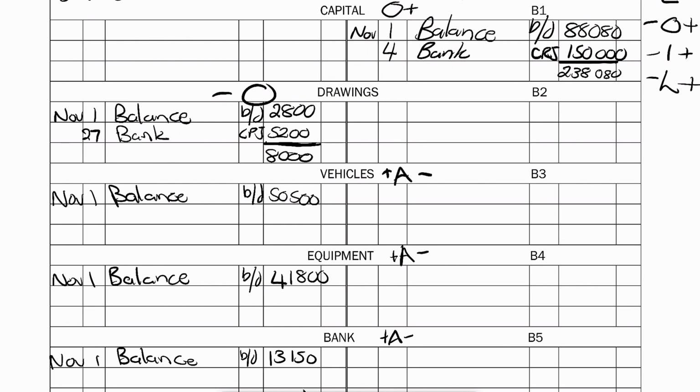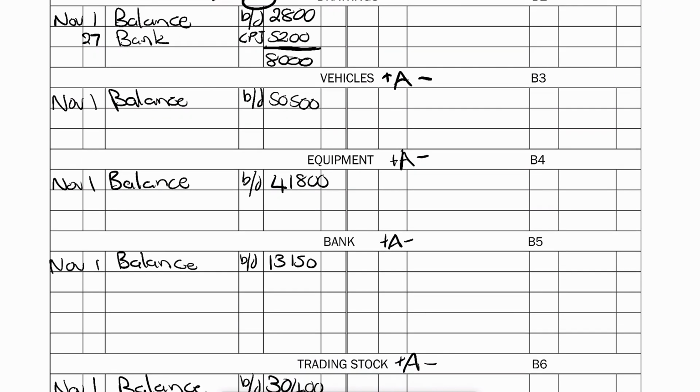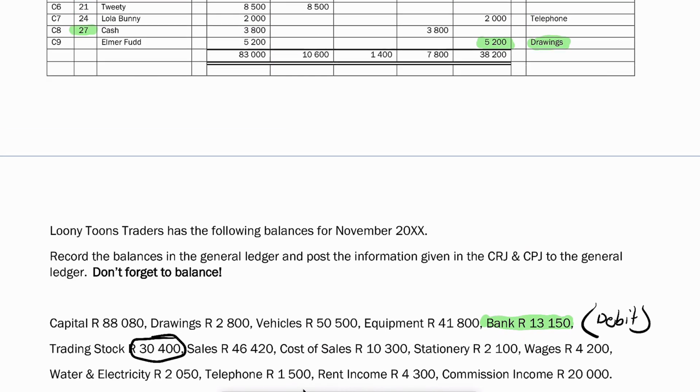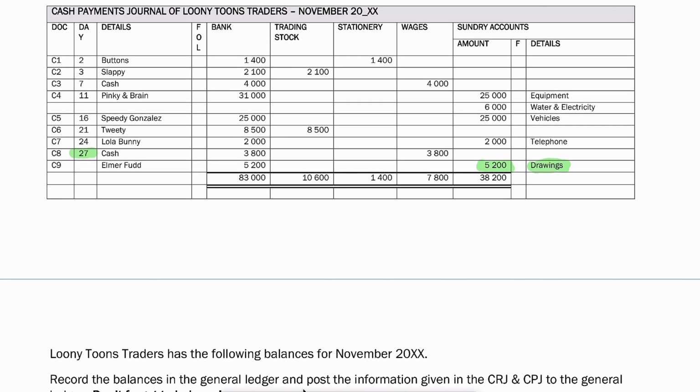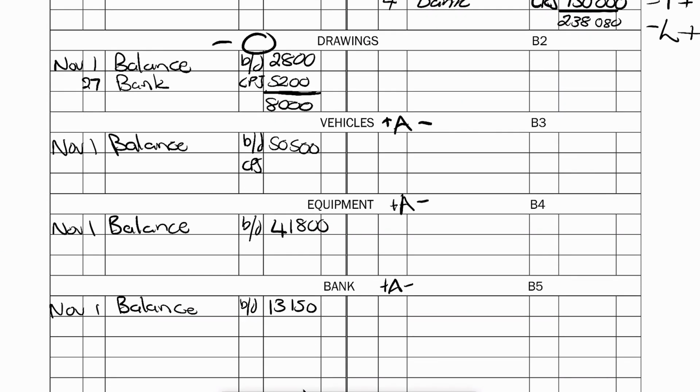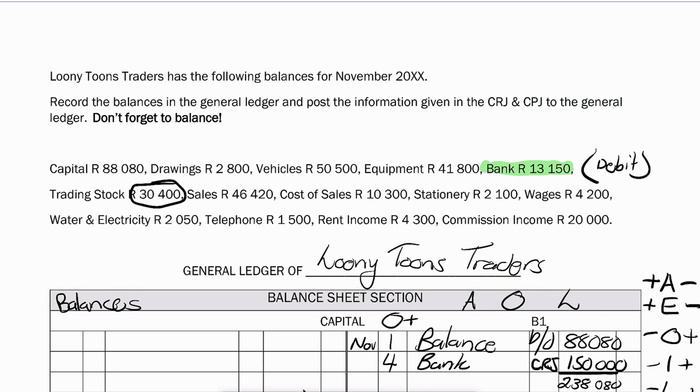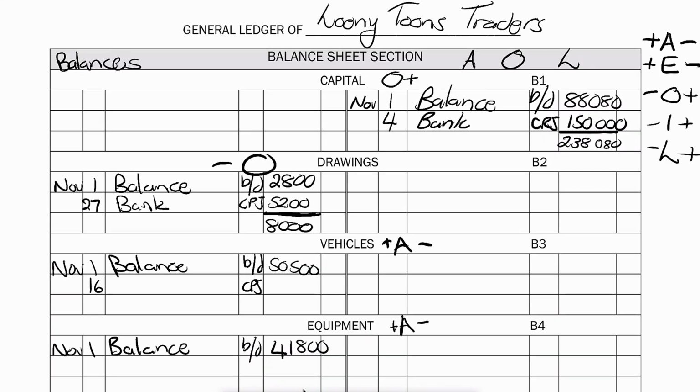Now, vehicles is an asset. We do pay for our vehicle though in our CPJ. So if we have a look at our CPJ, when going up, vehicles does not seem to have its own column. We look in our sundry account, and it takes place for 25,000 Rand on the 16th from Speedy Gonzalez. So we go back down to our ledger account. The date we use is the 16th. The amount was 25,000 Rand.